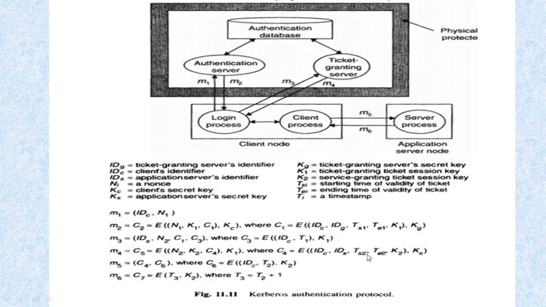Here T is the timestamp when that message was generated, and the starting time of validity of that ticket is denoted by S1, S2, and so on, where i stands for 1, 2, 3, and so on, and TEi stands for the ending time of validity of that particular ticket. The client process has to communicate only within that ticket time validity. We'll see this via an example.